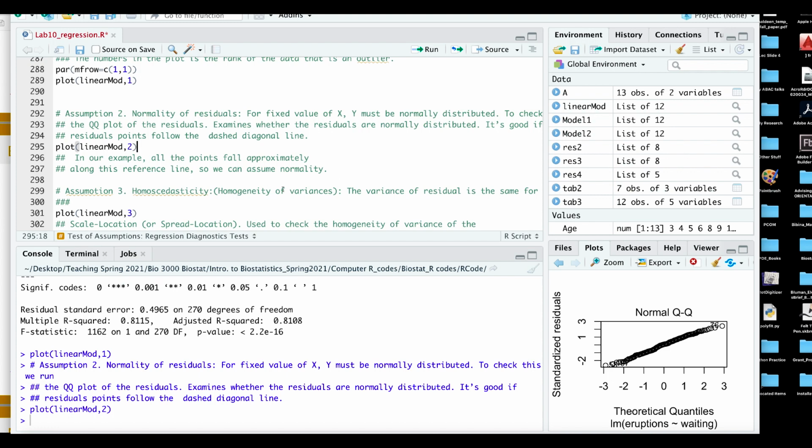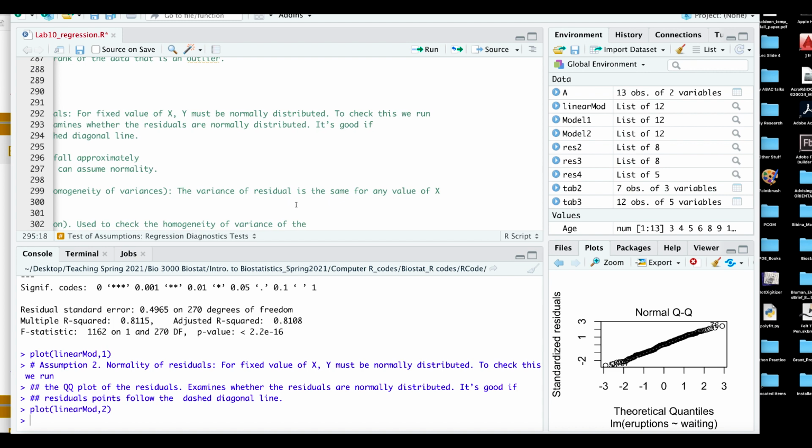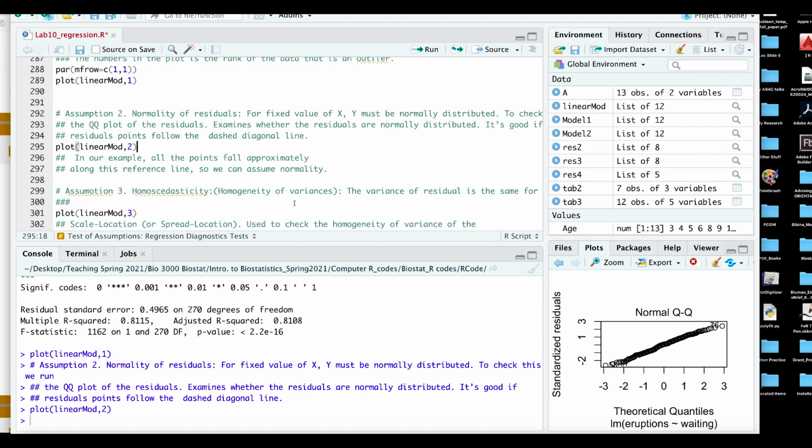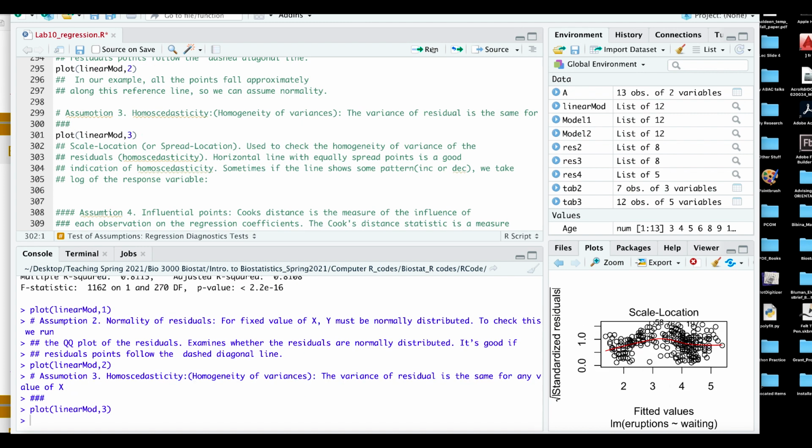Next is homoscedasticity, or homogeneity of variance. The variance of the residuals is the same for any x values. This is what you get. That will be the homoscedasticity. Okay, you see that? Do you think that they are almost equally spread for each x value? For this value, almost equally spread or not? It sounds like yes, right?